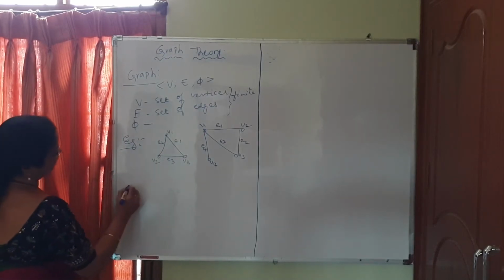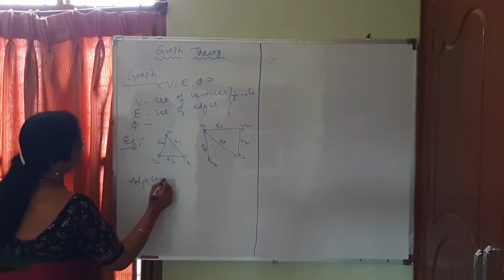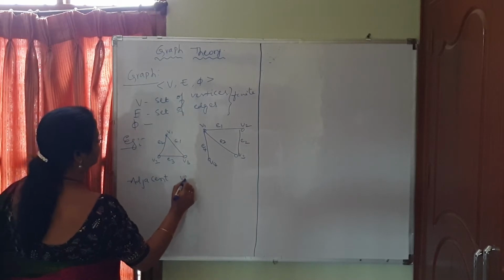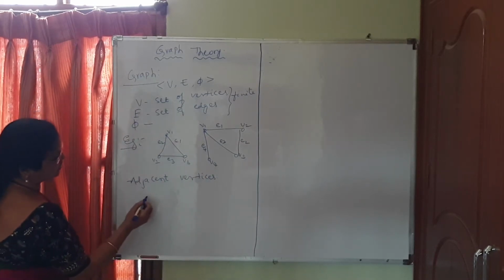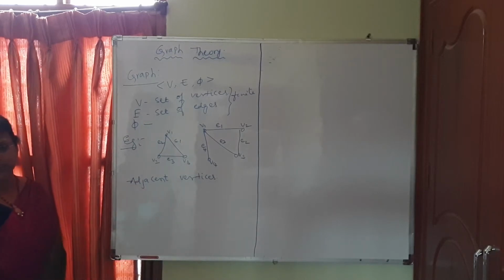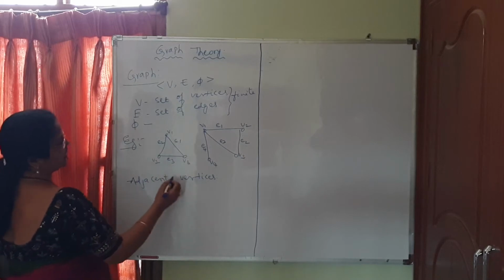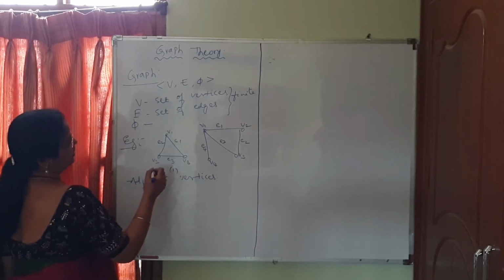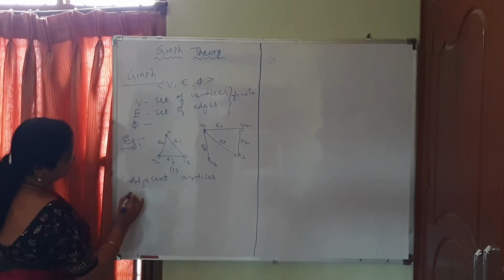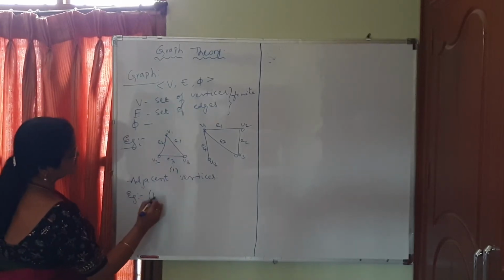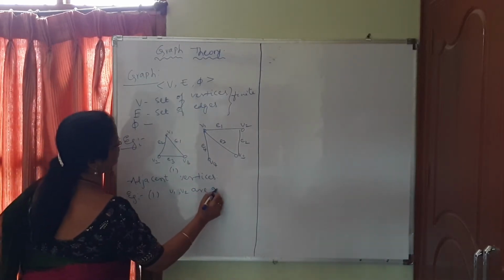Next, when do we say that two vertices are adjacent? Two vertices are adjacent if they are connected by a single edge; then we say that those two vertices are adjacent to each other. In the above example 1, we can say V1, V2 are adjacent vertices.